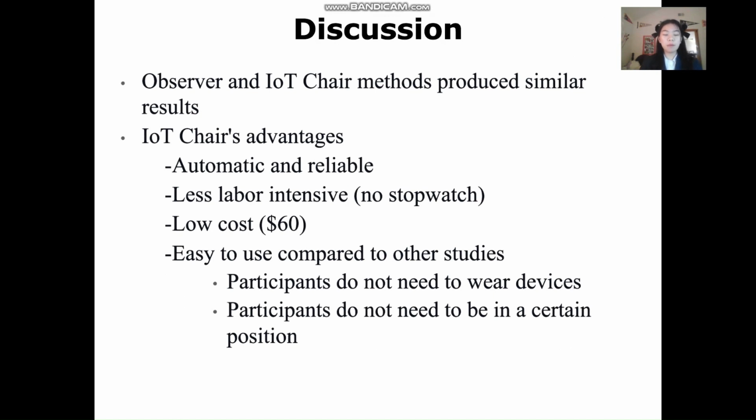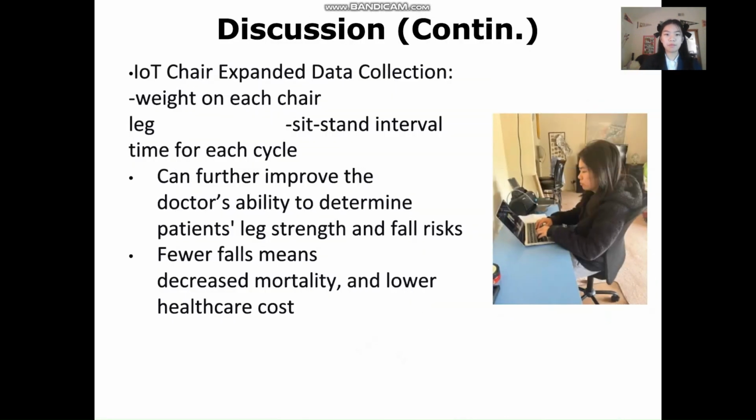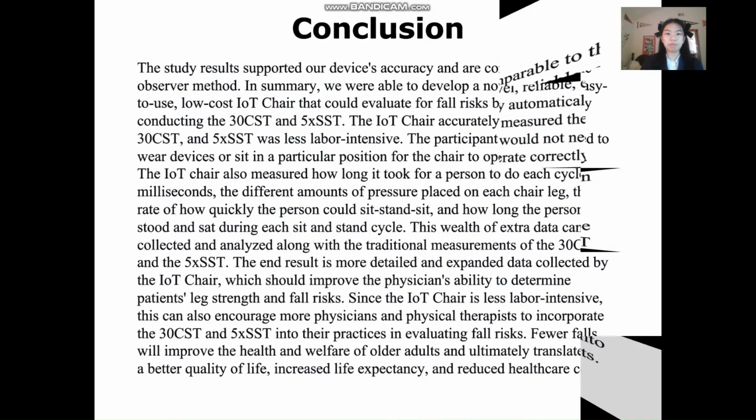For example, it's automatic and reliable, less labor intensive, low cost to produce, and easy compared to other studies. Additionally, the IoT chair has more data collection as it shows the weight on each chair leg and sit-stand interval for each cycle. This additionally improves the doctor's ability to determine fall risk, which means fewer falls and decreased mortality.